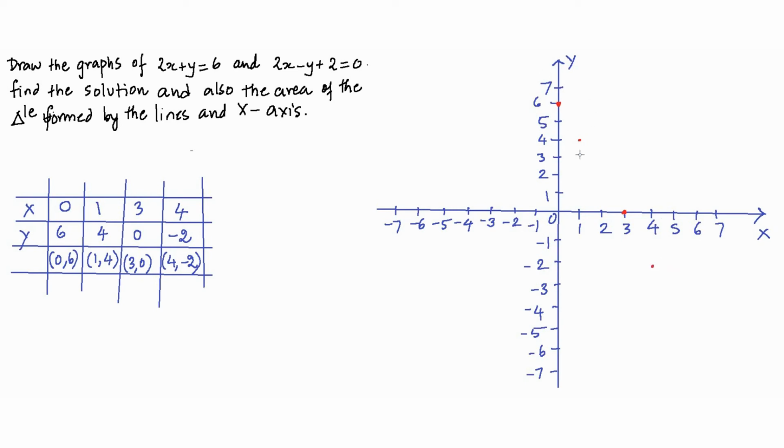So these 4 points will therefore form a straight line. And the red line therefore represents the graph for 2x plus y equal to 6. It's always a healthy practice to write the equation on that line. So 2x plus y is equal to 6. This is the equation of the first line. Let us now take the second equation and plot its points. So let me just erase these points.